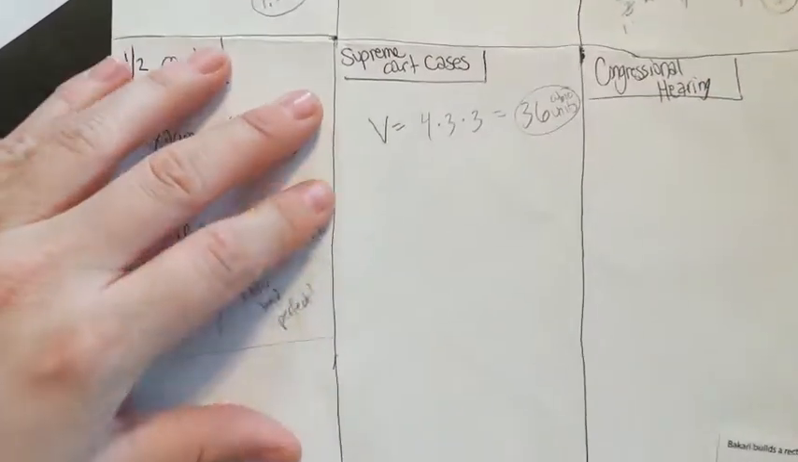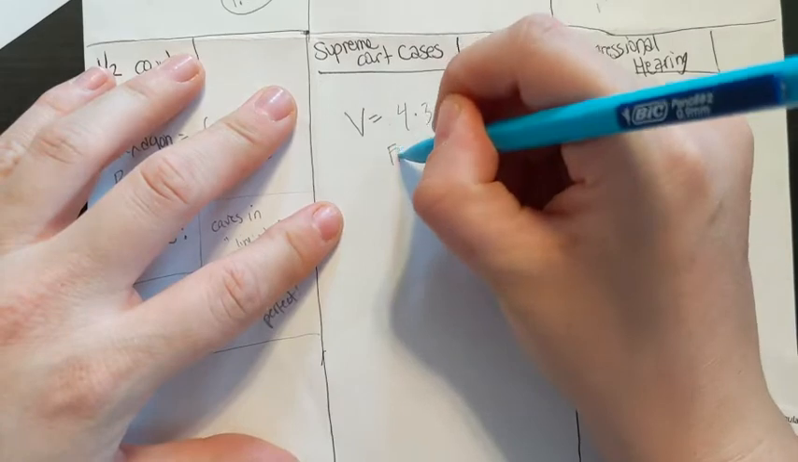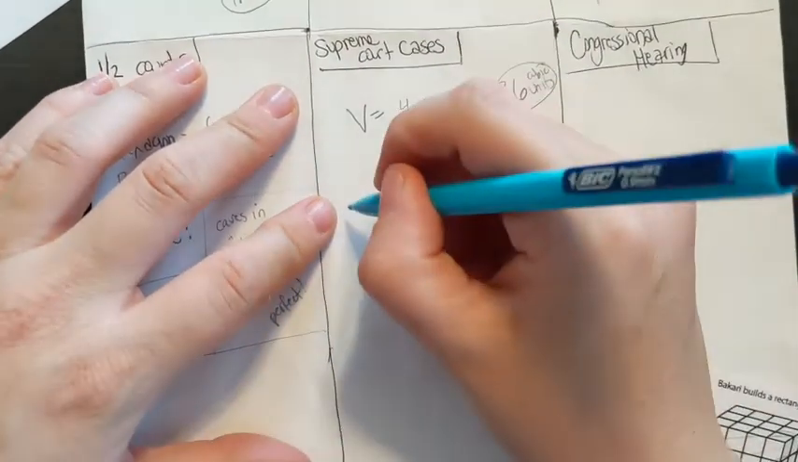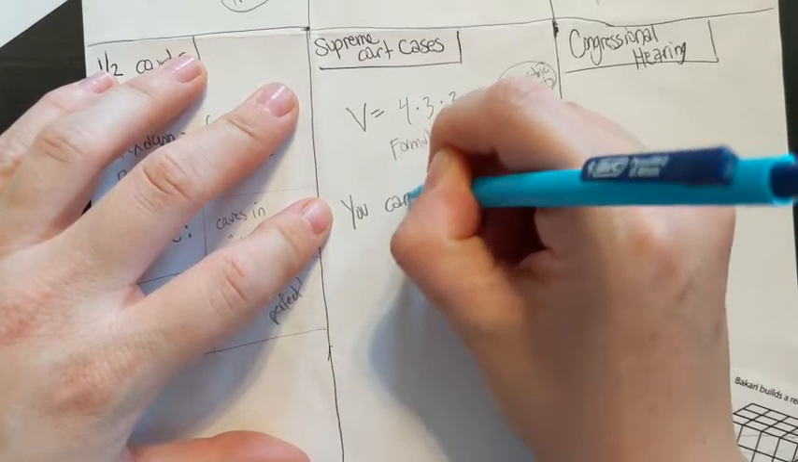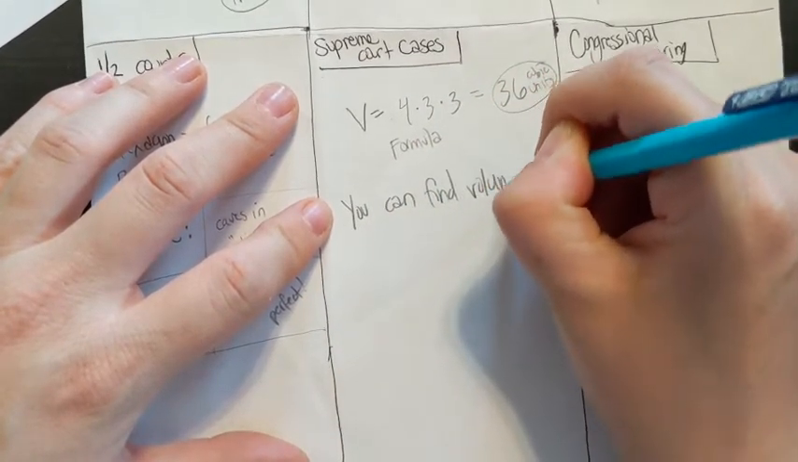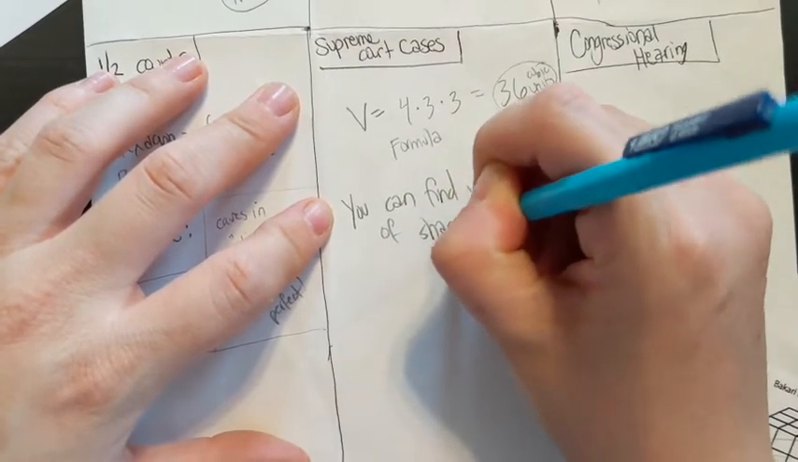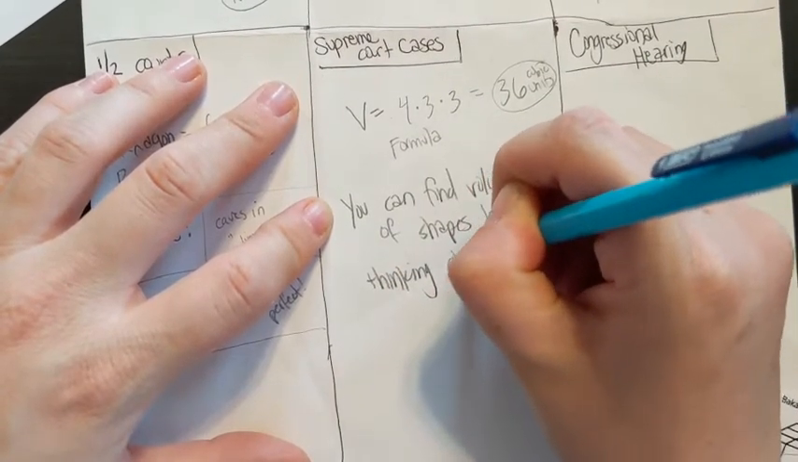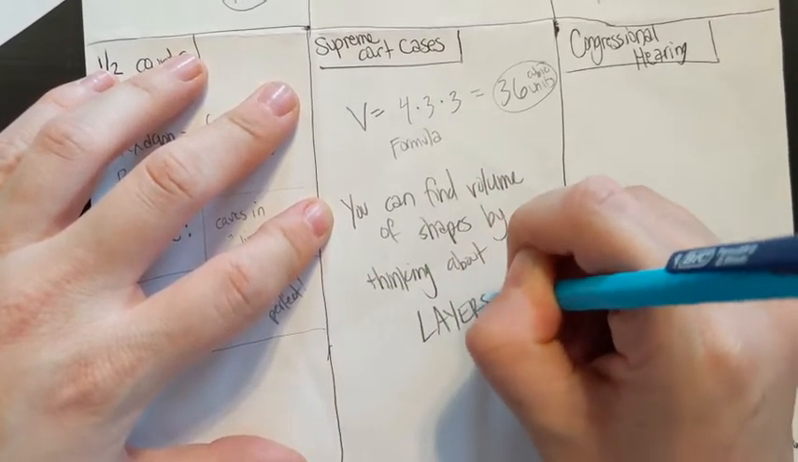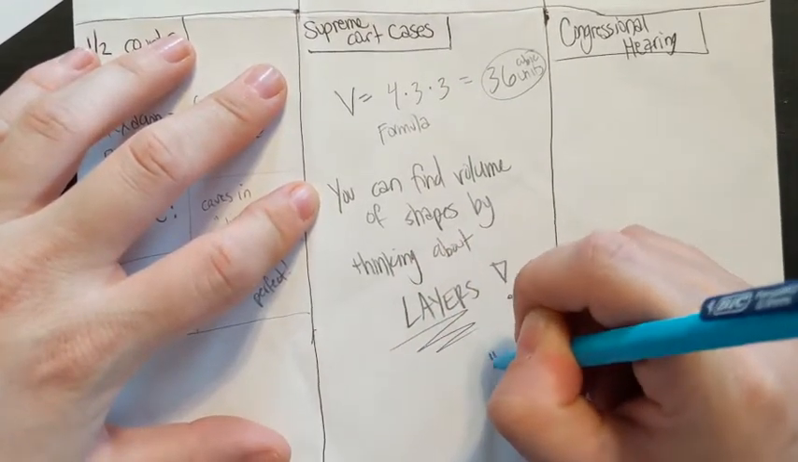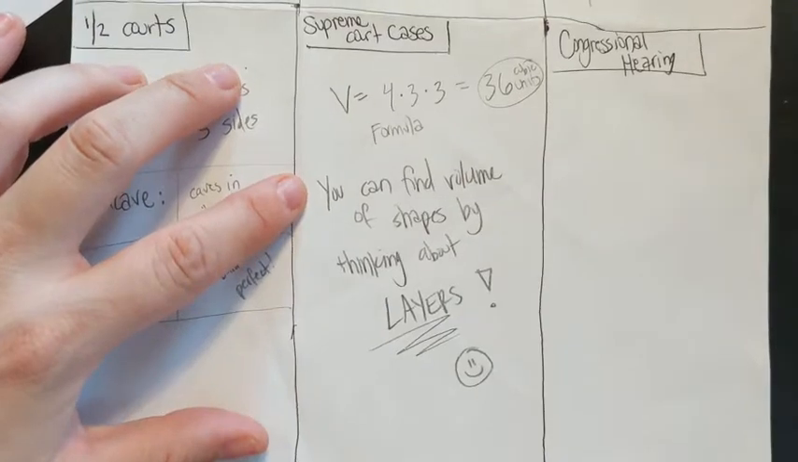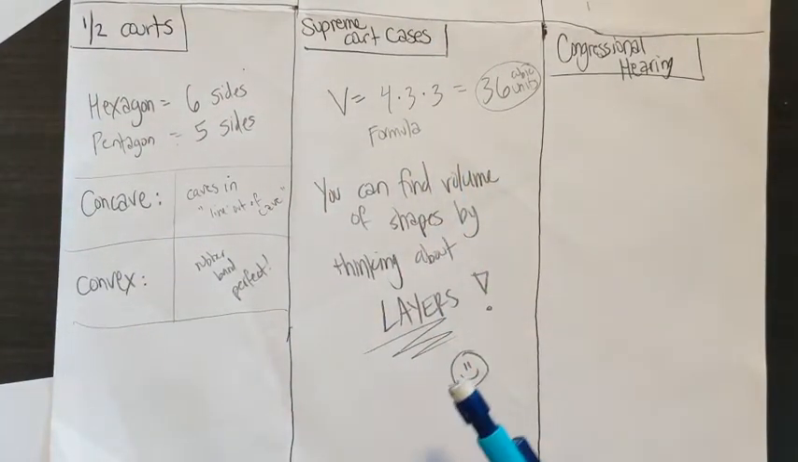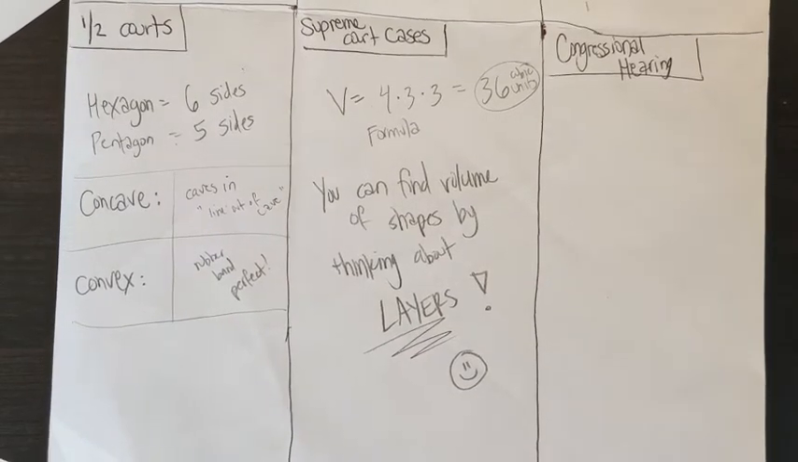So don't be confused by looking at a shape by layers instead of just the formula. That would be super important. So maybe we should write over here, that is the formula, right? But you can find volume of shapes by thinking of layers. Okay, that's all you have to do on that problem on your math review, is just to understand that you can look at volume by talking about layers as well.